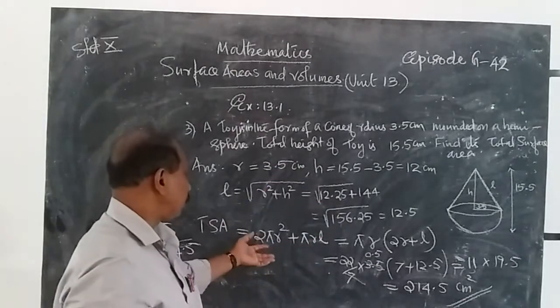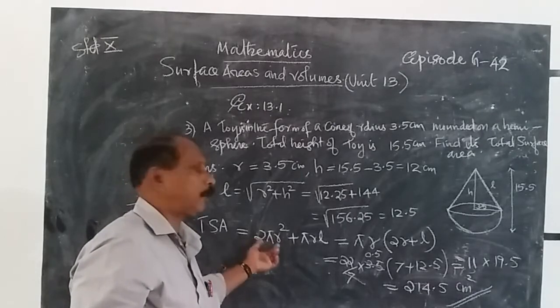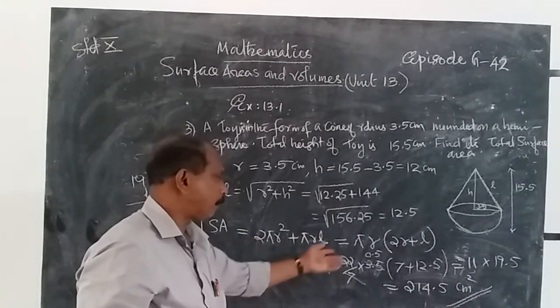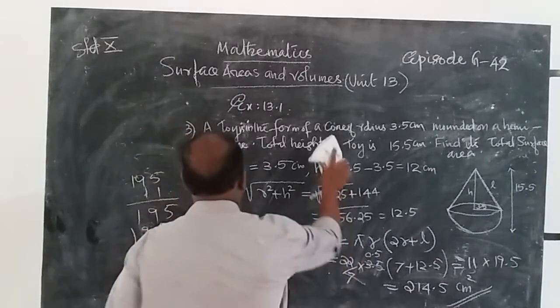Base, that is a hemisphere, curved surface area of hemisphere, that is 2 pi r square. So the answer will be 214.5 centimeter square.